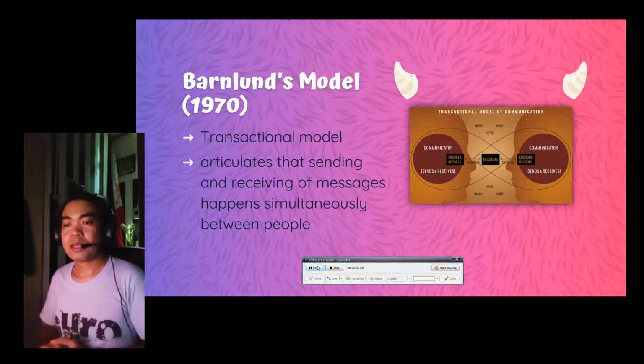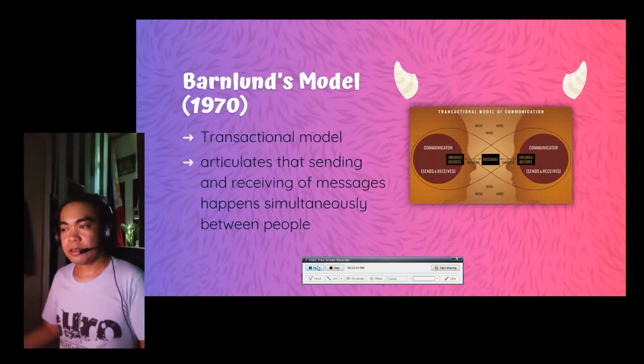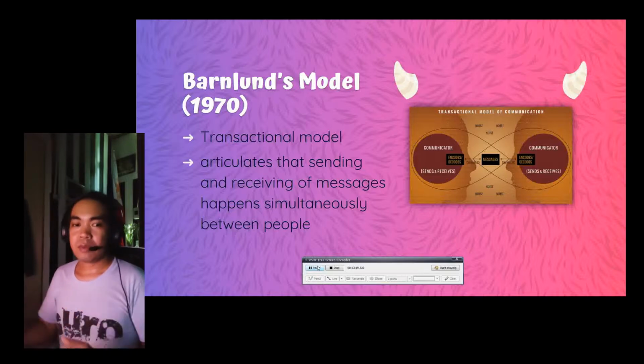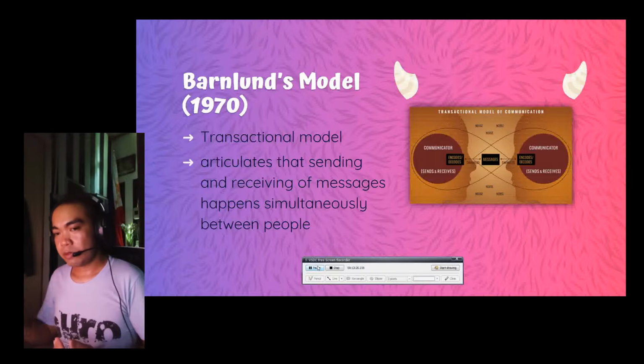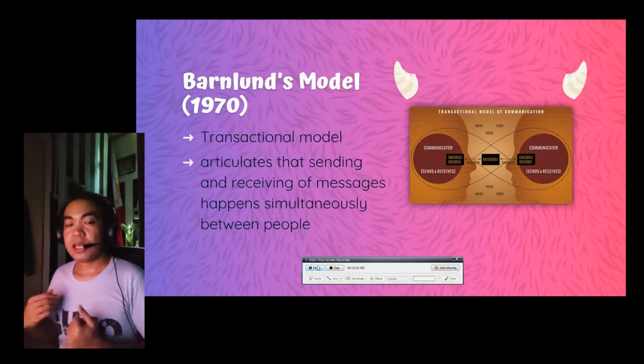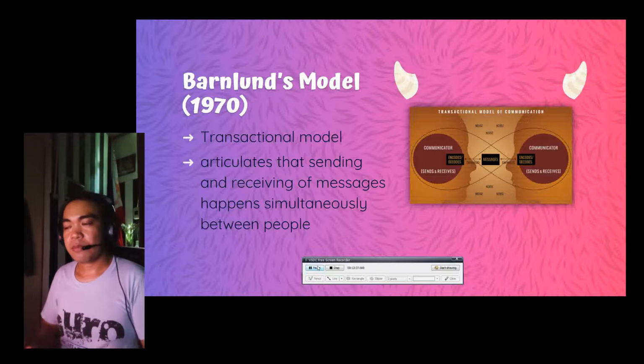That is why this is called the transactional model, because there has to be an exchange of action, an exchange of encoding versus decoding in between the communicators. Both communicators send, both communicators receive. Both have to encode, both have to decode in order for communication to take place. This is what Barnlund believed to be the process of communication.